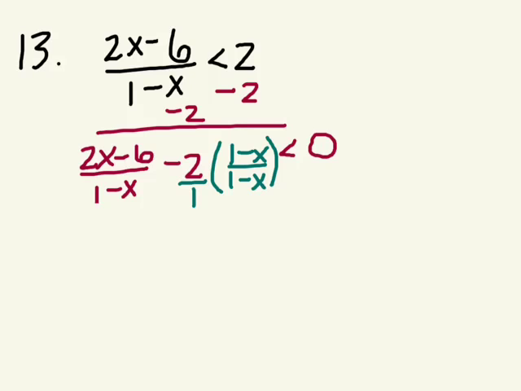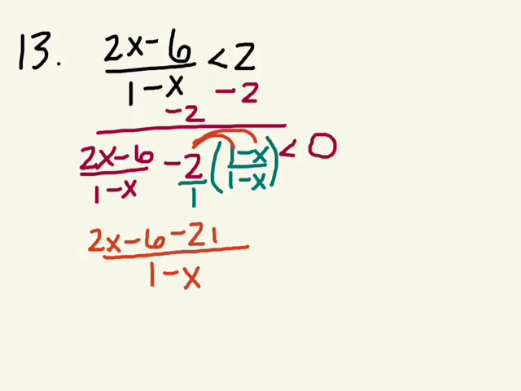So our next step looks like this. Our denominator is 1 minus x, so you only need to write that once now. And then we can combine our fractions and combine the top. So 2x minus 6 stays the same. And then I'm going to distribute this negative 2 through our parentheses. So I get negative 2 plus 2x.